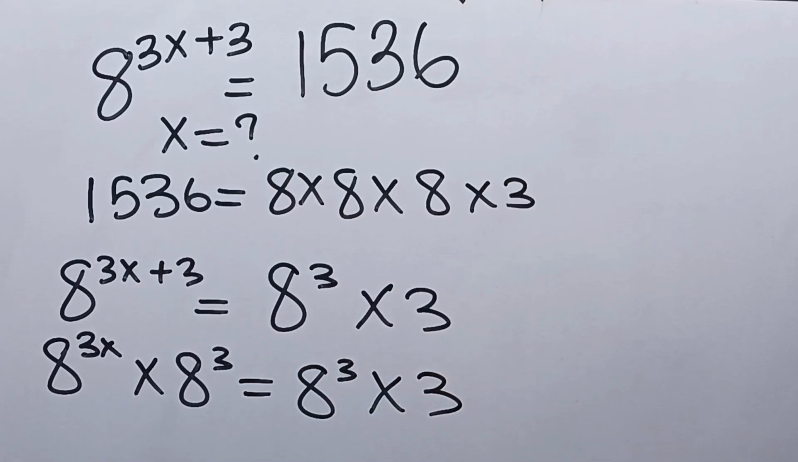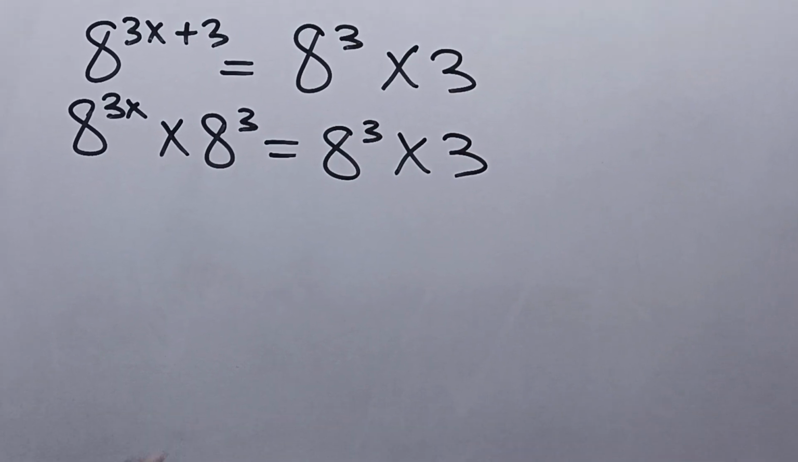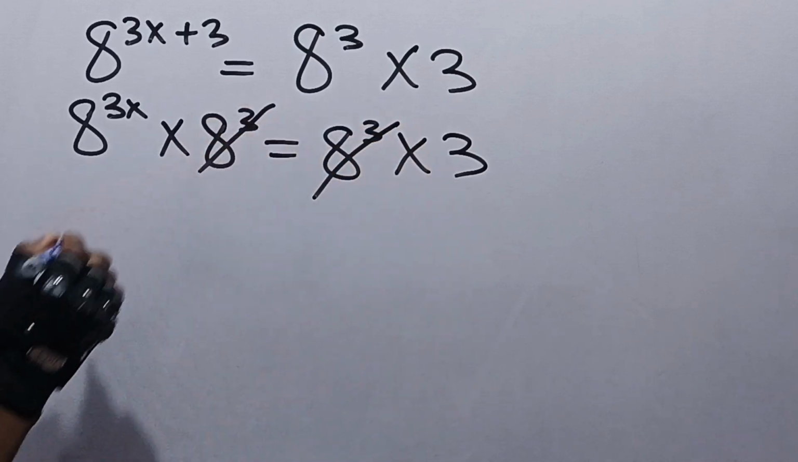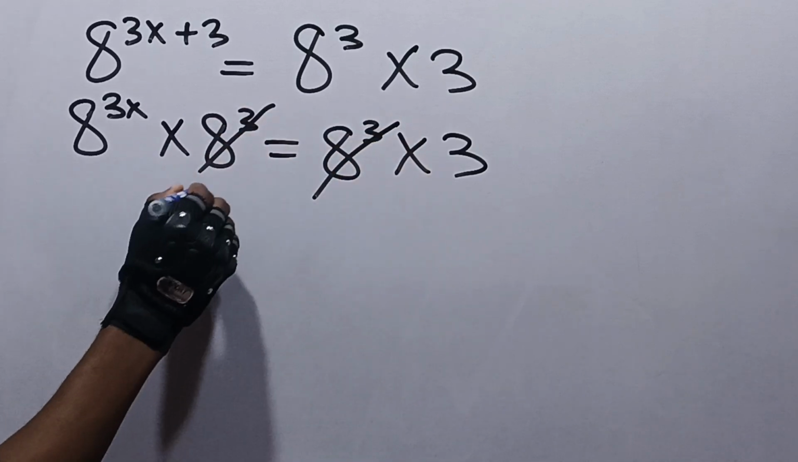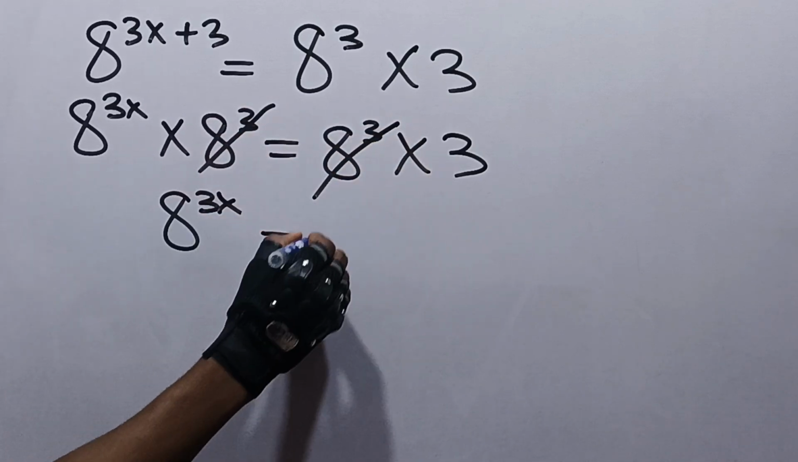Now you can see that we have 8 raised to the power 3 common on both sides. So you can strike that 8 raised to the power 3 on both sides. So we have that 8 raised to the power 3x is equal to 3.